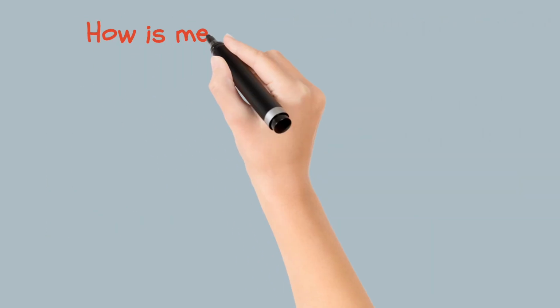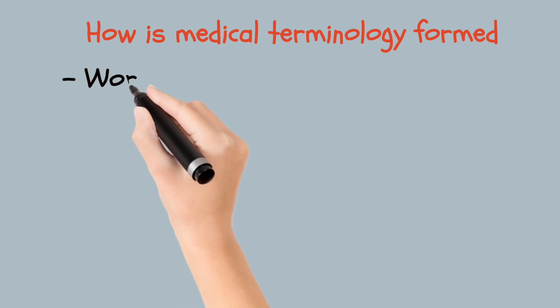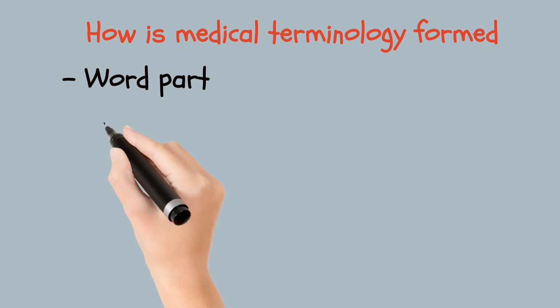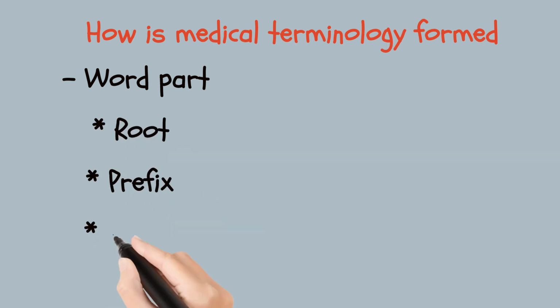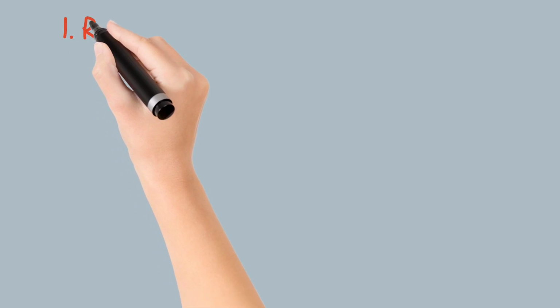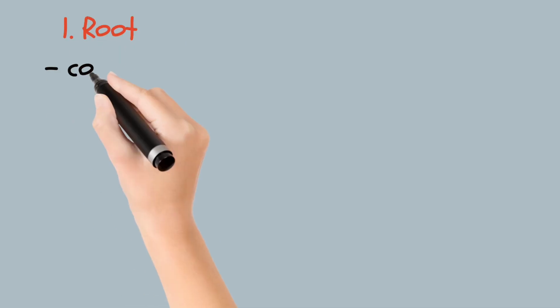Next is how is medical terminology formed. Medical terms are composed of word parts and are built from four word parts: root, prefix, suffix, and combining vowel. Let's look at these word parts one after the other. The first one we have here is the root. This is the core of medical terms and usually indicates a body part, condition, or an action.